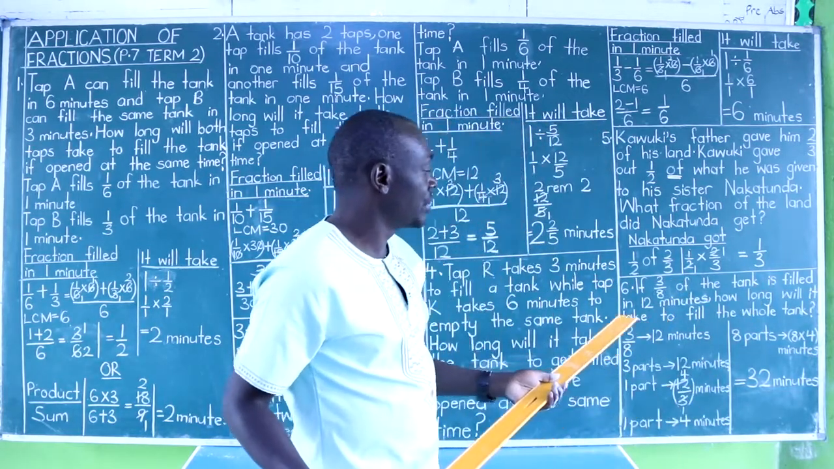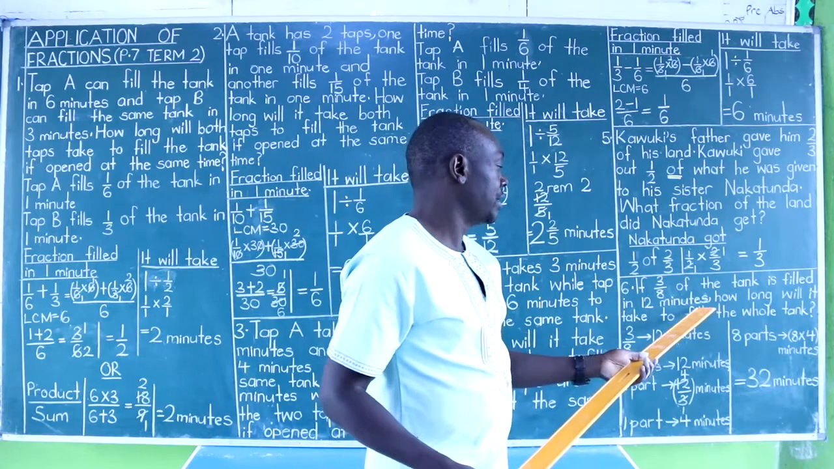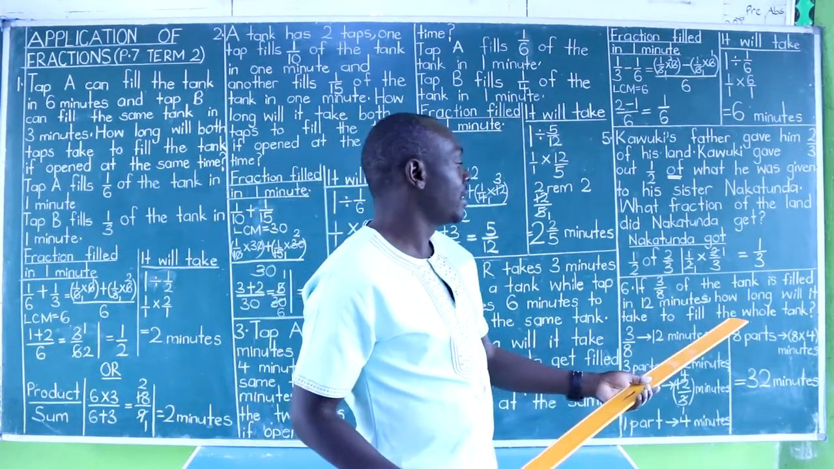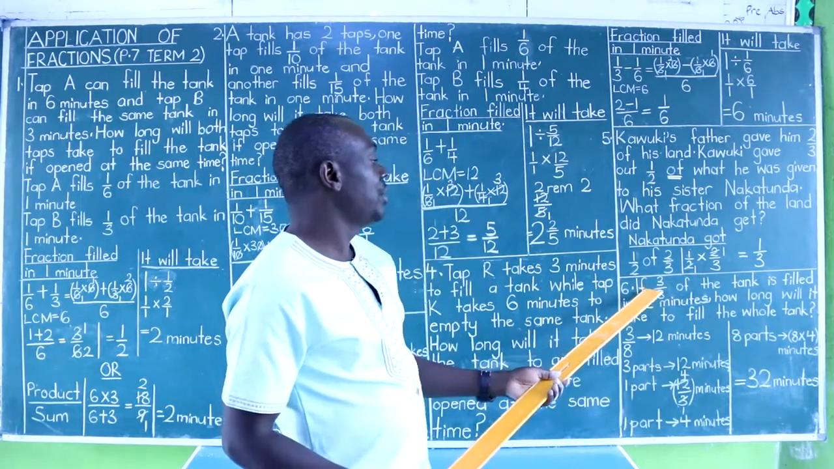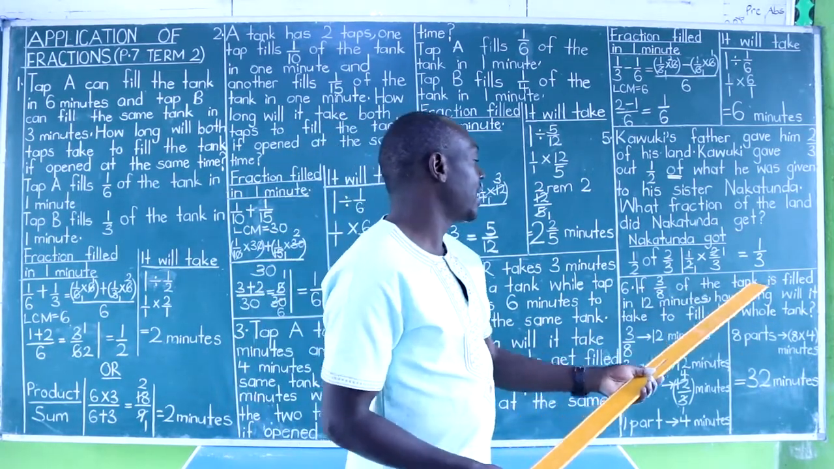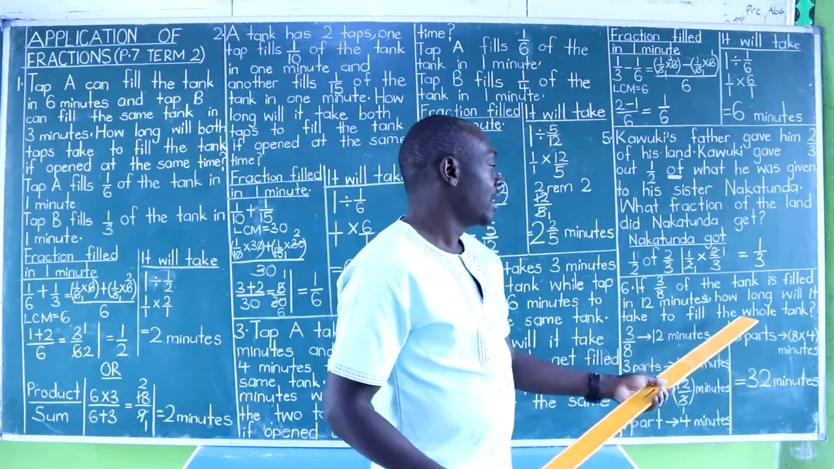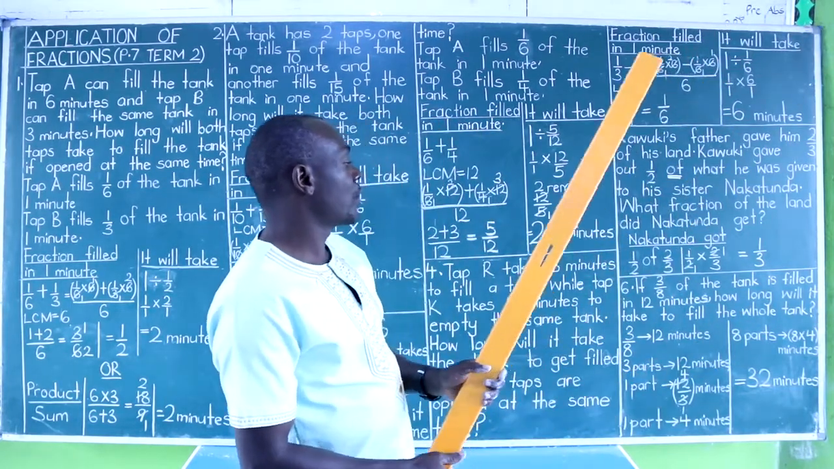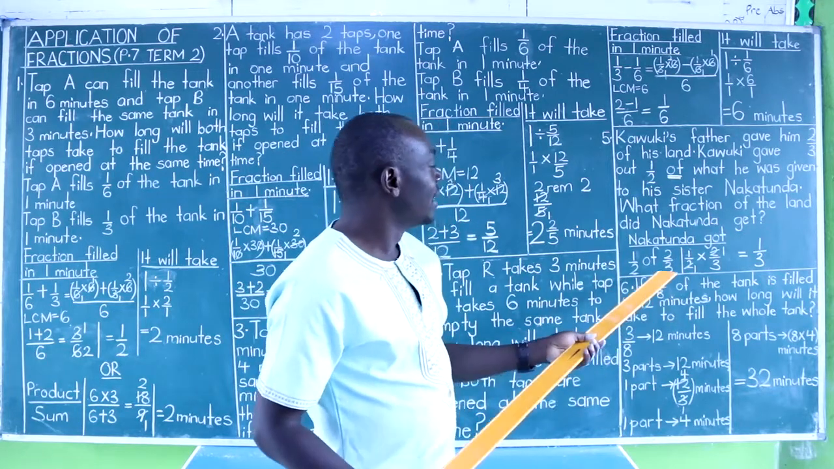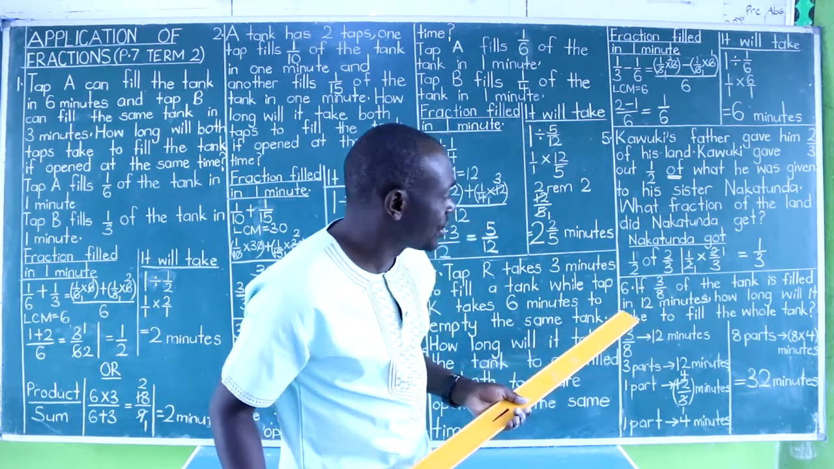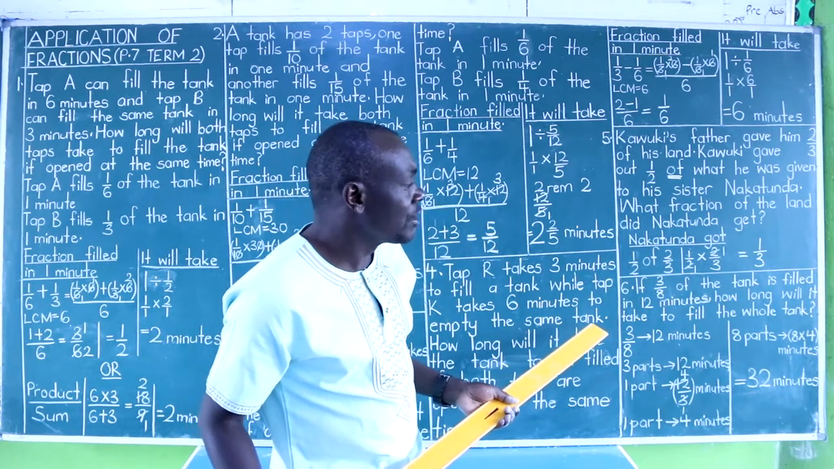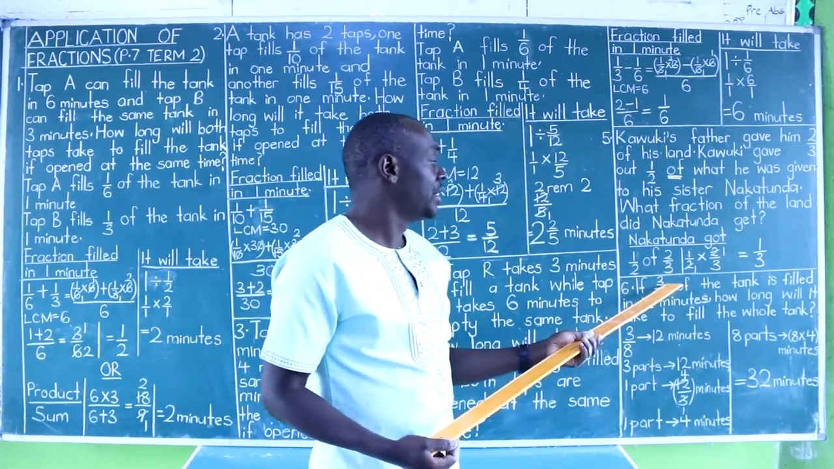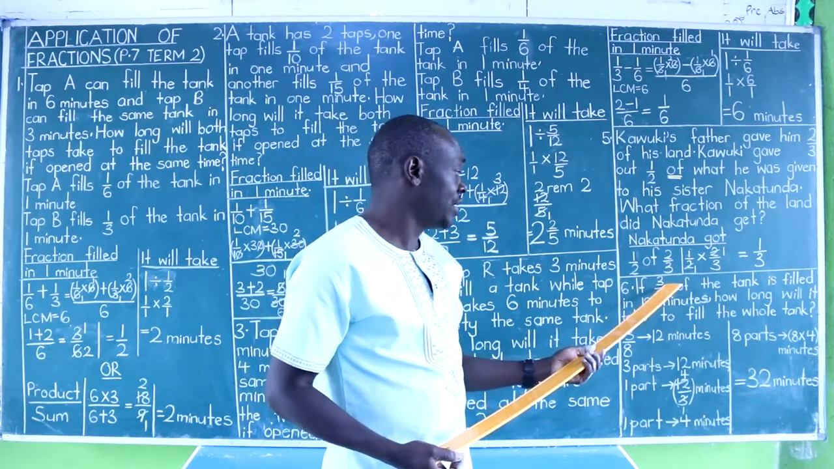So as we look at the last example in this episode, it reads, if 3/8 of the tank is filled in 12 minutes, how long will it take to fill the whole tank? If 3/8 of the tank is filled in 12 minutes, how long will it take to fill the whole tank? So it's a question of understanding here. The 3/8 of the tank is filled in 12 minutes. Meaning the fraction filled in 12 minutes is 3 out of 8.